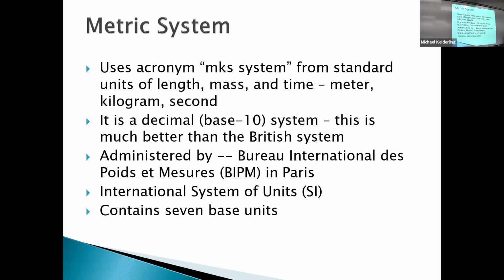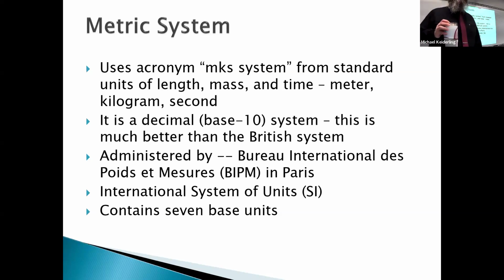The metric system. We've been talking about the metric system. The metric system uses the MKS acronym from the standard units of length, mass, and time. These are the meter, the kilogram, and the second. It is a decimal base 10 system. This is more convenient than the British system. Pretty much every conversion is multiplying or dividing by a power of 10. So it just really involves moving the decimal point. And everything is expressed with a standard set of prefixes, which modify the base unit.